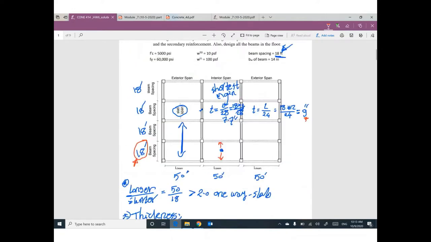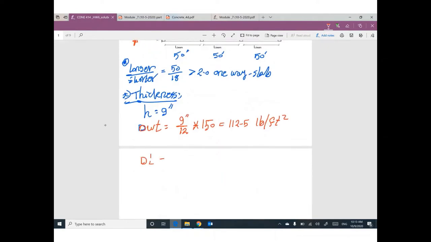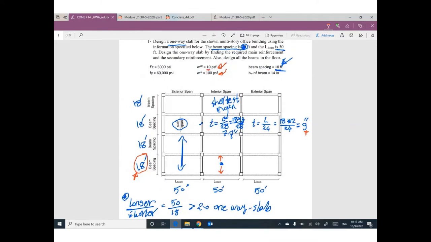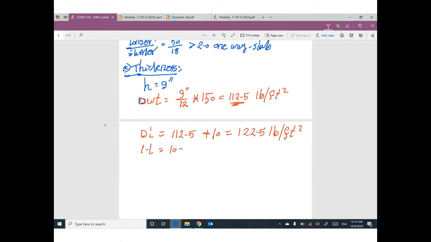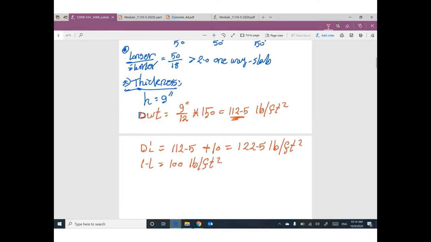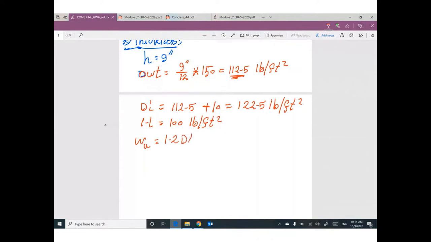Guys, it's given here we have a dead load, which is superimposed dead load, and we have live load. So your total dead load will be this value, own weight, plus superimposed dead load, which is 10. Your value will be 122.5 pounds per square foot. Your live load is given, 100 pounds per square foot. You don't need to figure it out. You don't need to open the table to figure out the live load. It's given. So guys, your W ultimate equals 1.2 dead load plus 1.6 live load. I can figure this value. 307 pounds per square foot. That makes sense.